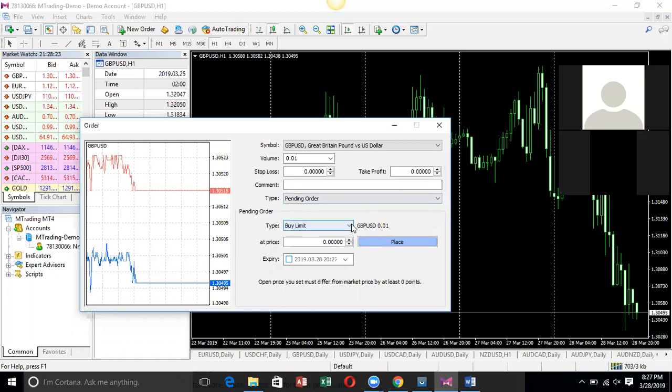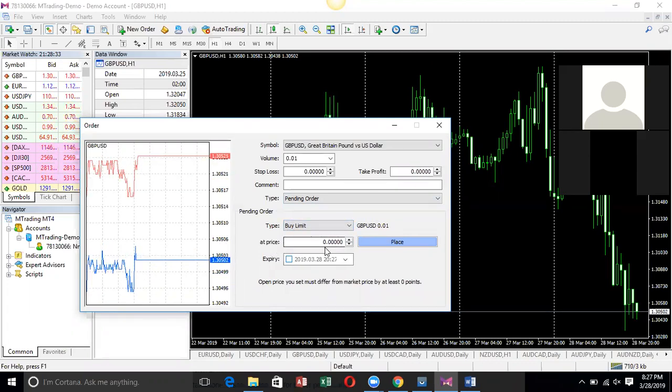Here, clicking on this arrow in this box, we have buy limit, sell limit, buy stop, sell stop. Here we have what we call at price. We have expiry, and we have place. By default, we still have our stop loss and take profits. So how do we now place a pending order? There are some things we need to explain.